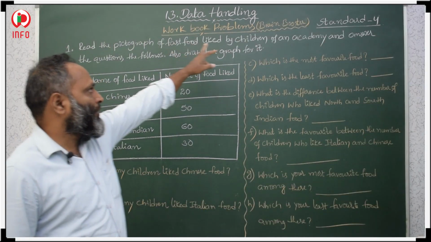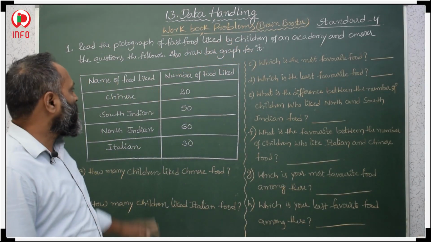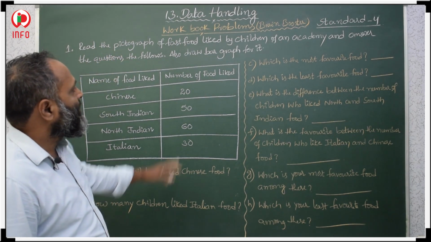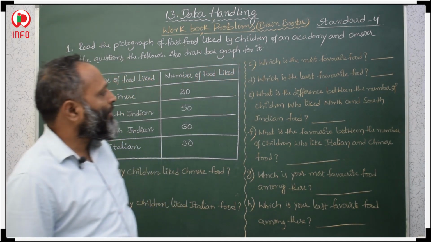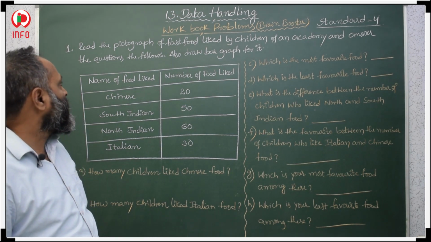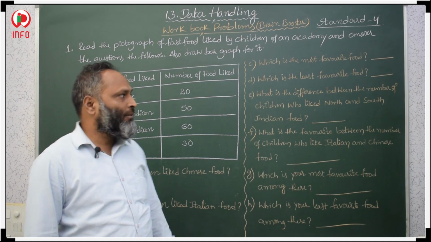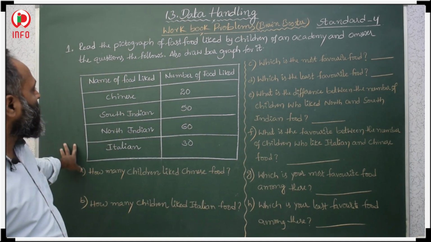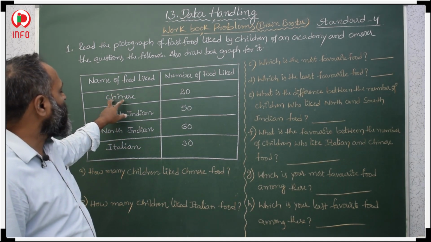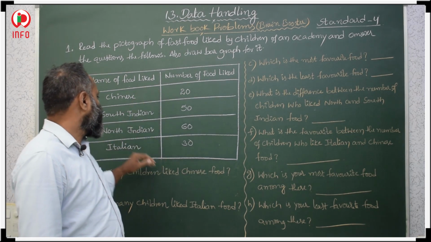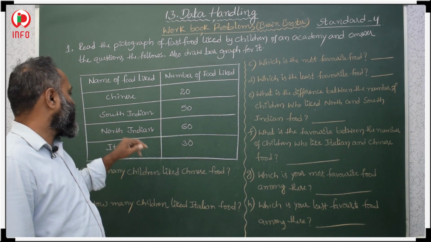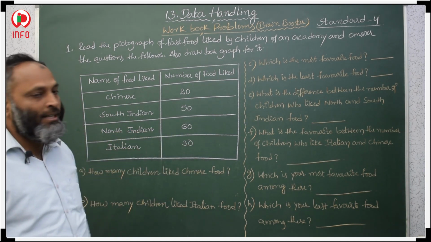Now students, we are going to do brain booster problems. The first problem: read the pictograph. Fast food liked by children of an academy, answer the questions that follow, and also draw the bar graph for it. Some food items are given with the number of children who liked them. 20 children like Chinese, 50 children like South Indian food, 60 children like North Indian food, and 30 children like Italian food.